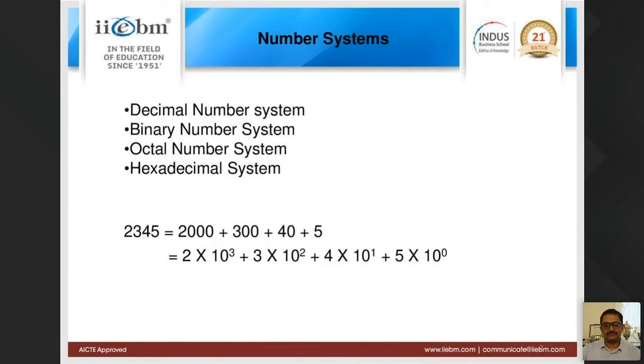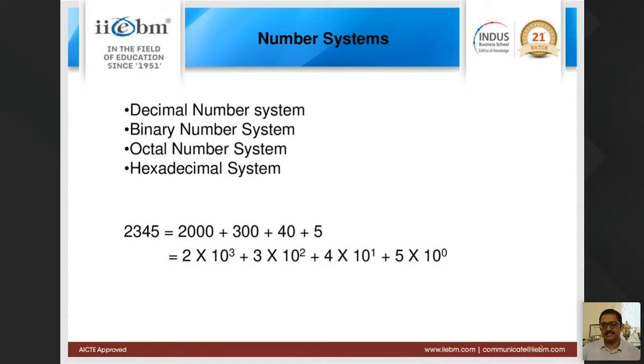Now, how does this number 2345 come about? Like we were saying, it has positional value. The digit at the units place has to be multiplied by 1, which is 10 raised to 0. Any number raised to the power of 0 gives 1, so 10 raised to 0 is 1. 5 into 1 becomes 5. Then at the tens place, we have to multiply the digit by 10. So 10 into 4 becomes 40.